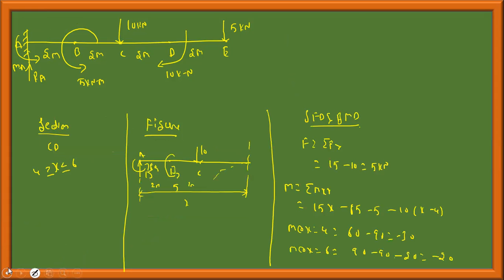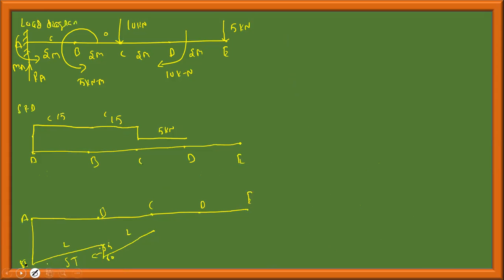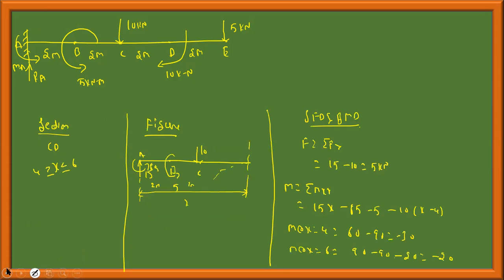this is between section C and D, minus 30 and minus 20. This is minus 30, minus 30, minus 20. This is constant, this will be linear, plus or minus 20, minus 20. Okay.